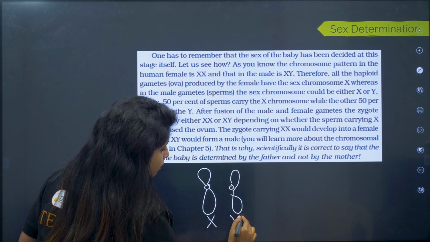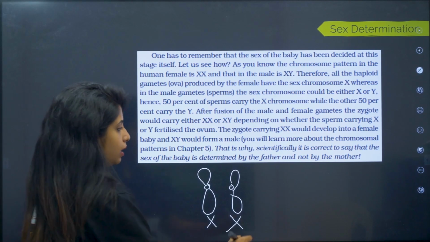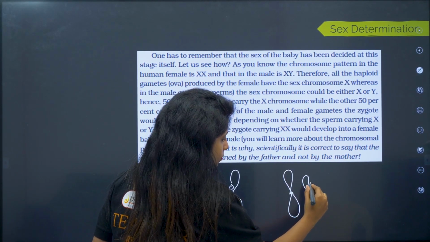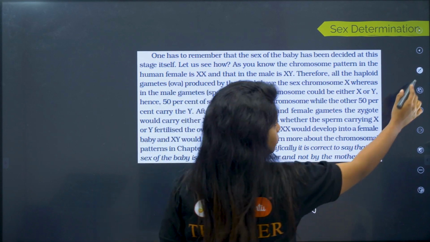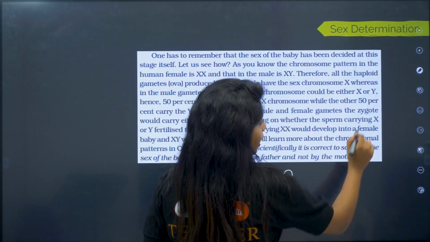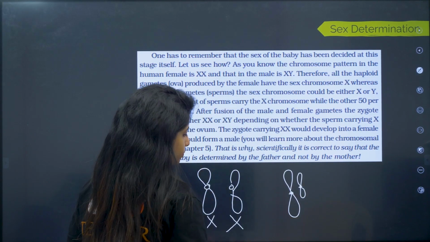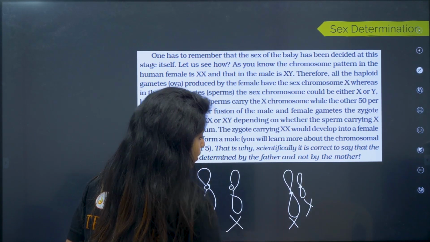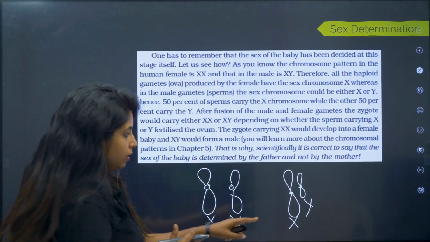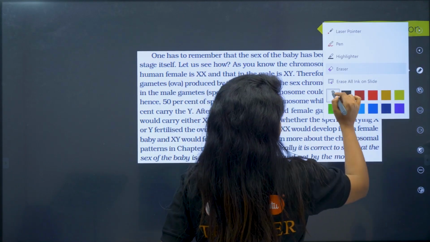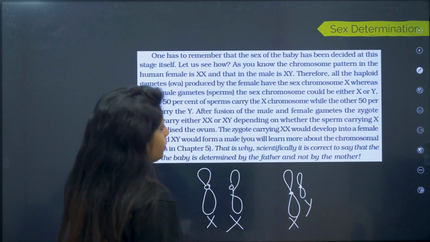This is X and this will also be X. And the males will also have a chromosome. It's kind of different. This is X and this is Y. The Y chromosome is smaller. Does this also look like X? Just a second.